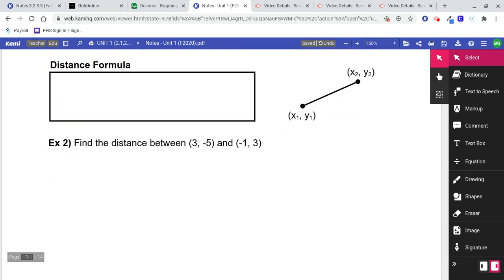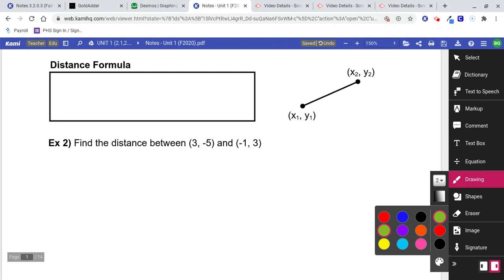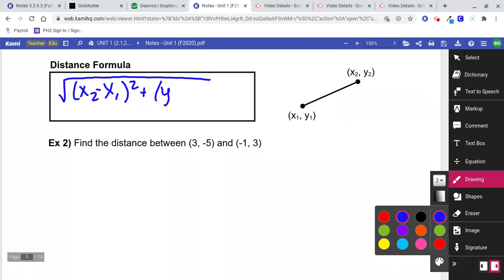Distance formula. I know you've seen this before. Square root of quantity x2 minus x1 squared plus quantity y2 minus y1 squared. We're finding the distance between 2 points. That formula looks like it's super confusing, but if you really think about what it's doing, I'll show you a shortcut, and I think I can make it a little bit easier.